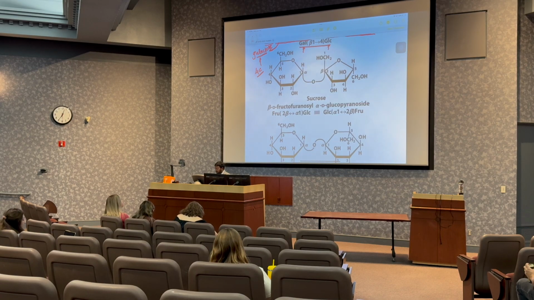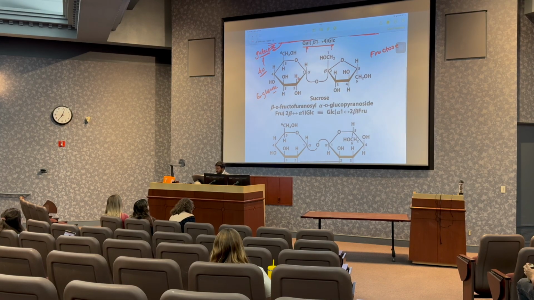Let's understand. This is a 5-member ring. This cannot be glucose. This is fructose. And this is a 6-member ring. It could be glucose. Let's understand: 1, 2, 3, 4, 5, 6. Between the first carbon and the second carbon, this is a C1, C2 glycosidic bond. Whenever you write oxygen here, this is second, third, fourth, 5. 6 will always be CH2OH.